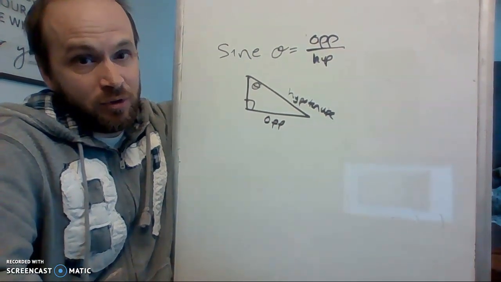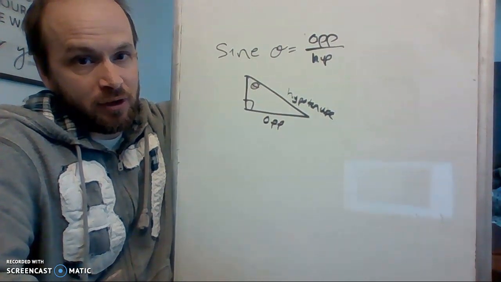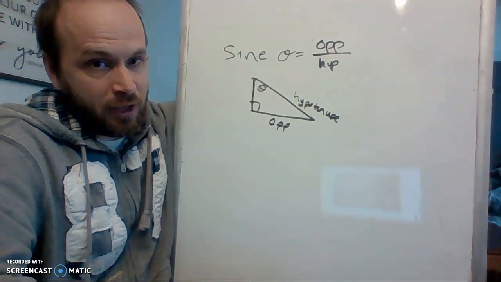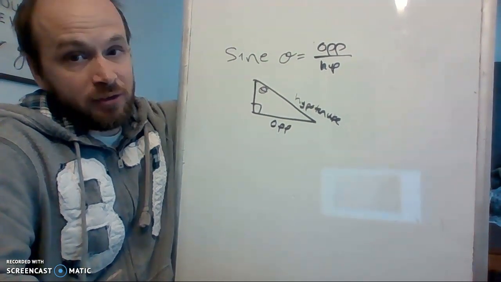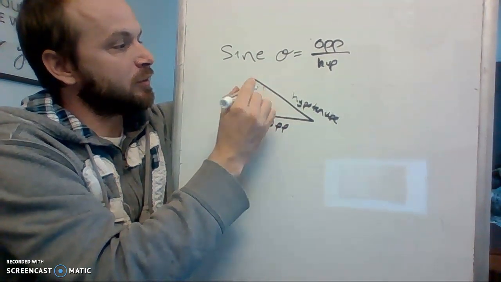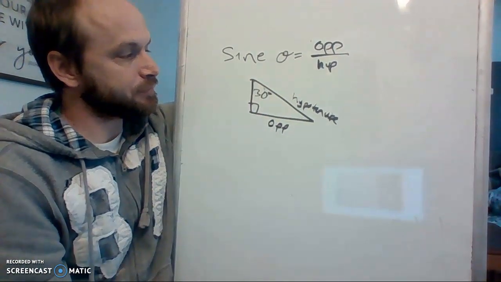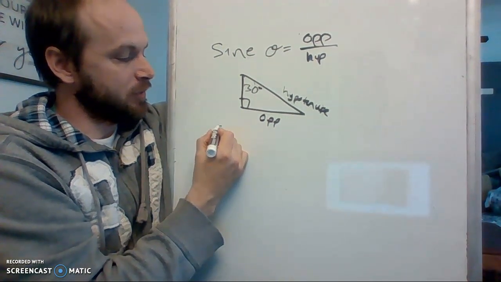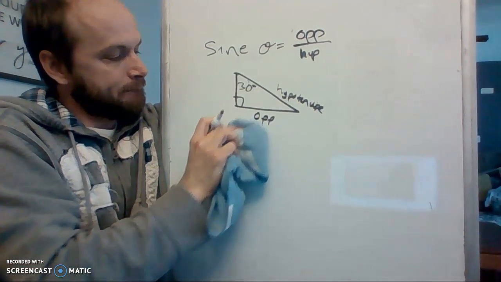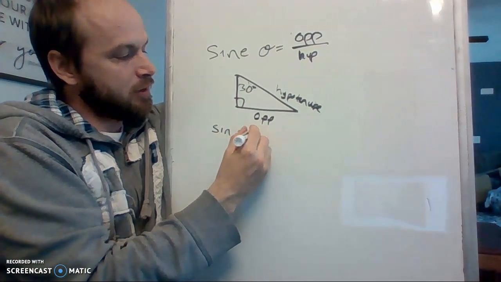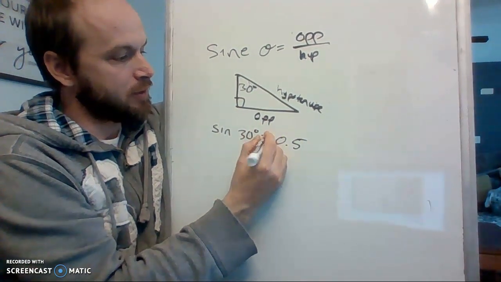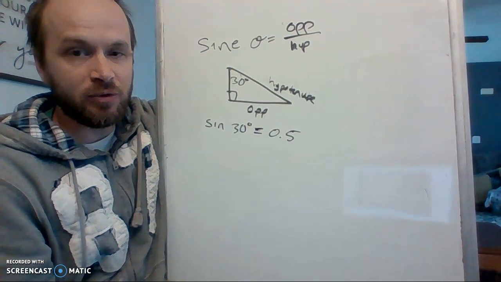The calculator is what you'll be using to figure out the unknowns once you get into MyLab and Mastering. For instance, instead of just calling it some random angle, let's say this is a 30-degree angle. In your calculator, you type in 30 degrees, and then you click the sine button, and it would give you 0.5. That would be the ratio of those two sides.